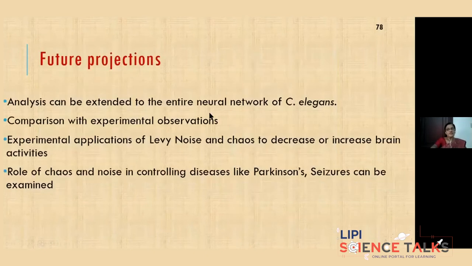Now, what are the future projections? Future projections you can extend. We have considered only the 131 frontal neurons of the C. elegans. We can extend that work to 302 neurons and compare with the experimental observations. And you can find out the experimental applications of LIPI noise and chaos to decrease or increase the neural activity, and the role of chaos and noise in controlling diseases like Parkinson's disease can be examined.